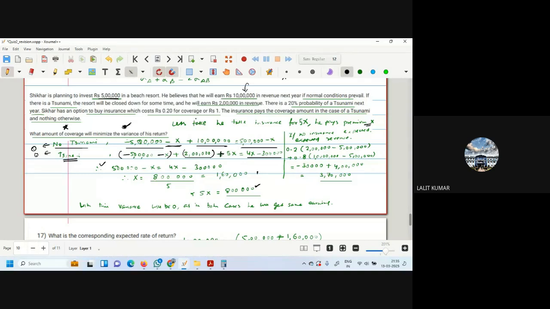But the question is the same. We have followed the same concept, only they have asked to minimize the variance. Earlier also we were minimizing the variance. In earlier cases also the variance was 0. So we have used the same concept.